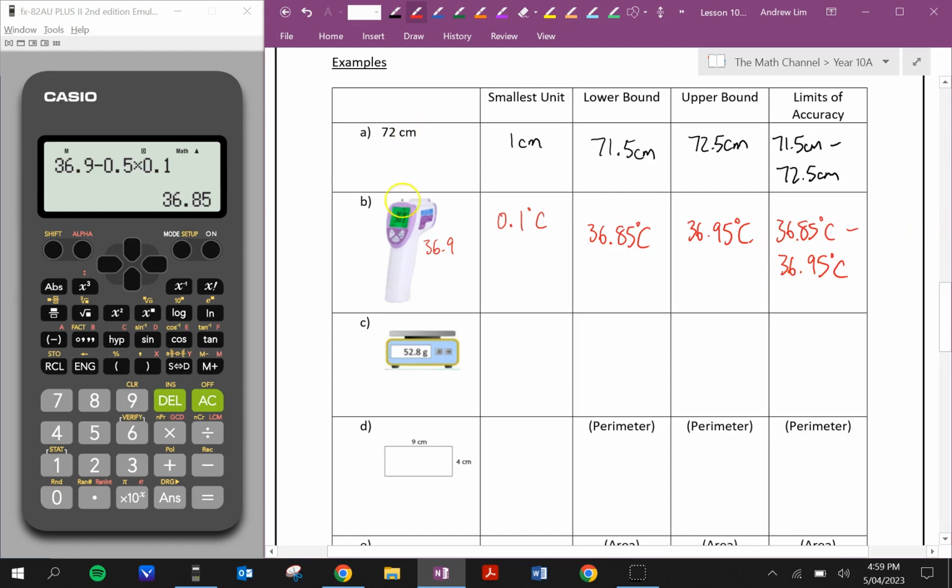Now, if we have a look at these two examples, A and B, we should be able to hopefully find a shortcut that enables you to find the limits of accuracy of the lower bound and the upper bound really easily. And my trick is to always start with the upper bound by adding a 5 to it. So if we see the 72, right? I'm going to add the 5 to it, 0.5, 72.5. This 36.9, it will become 36.95. So this 52.8 is just going to become 52.85.